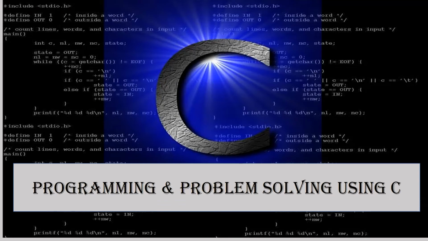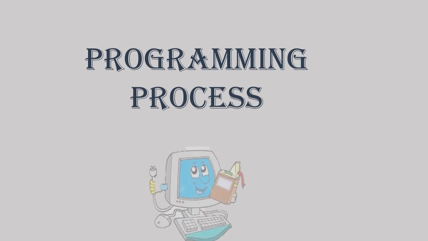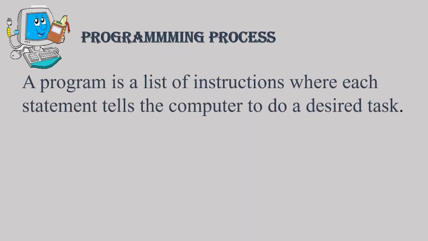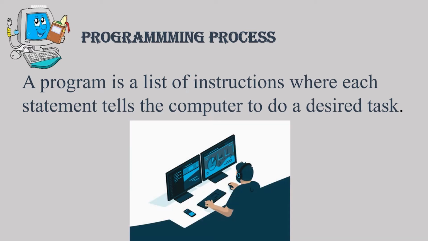Hello students. Let us start with the topic programming process. A program is a list of instructions where each statement tells the computer to do a desired task. Well, the program development process involves three basic stages.